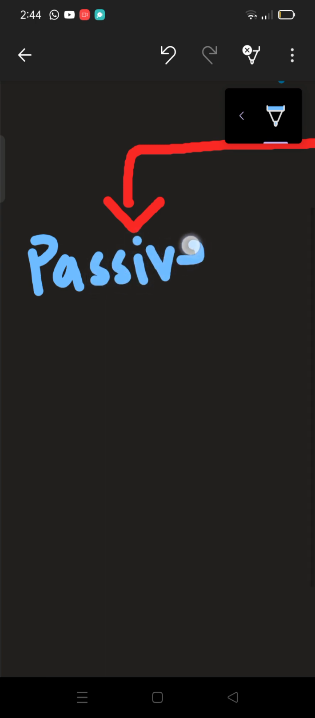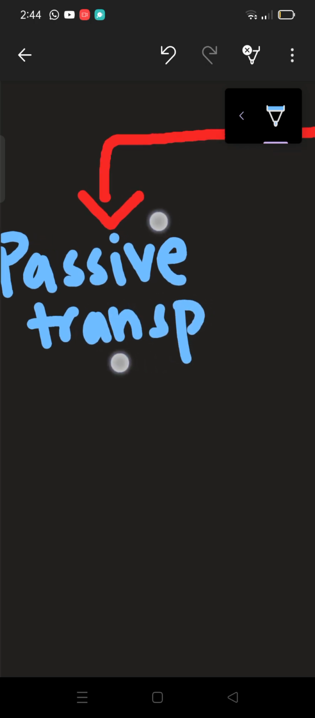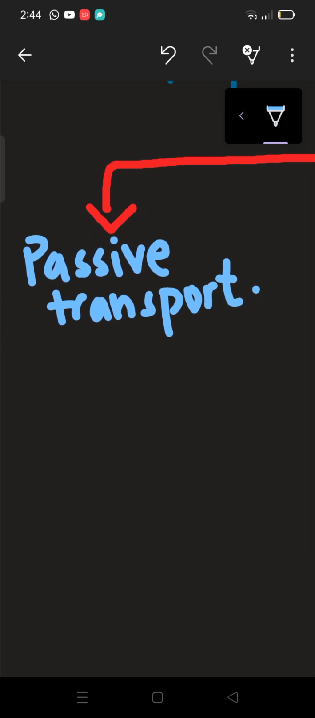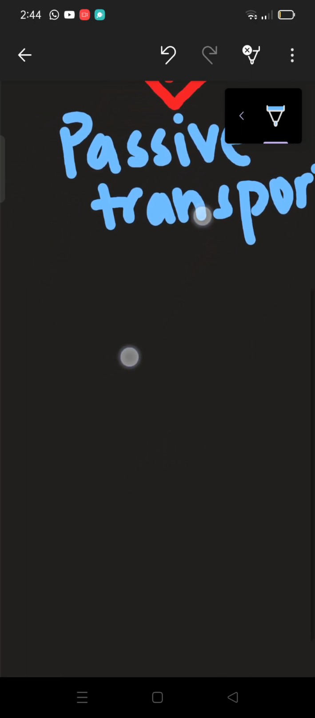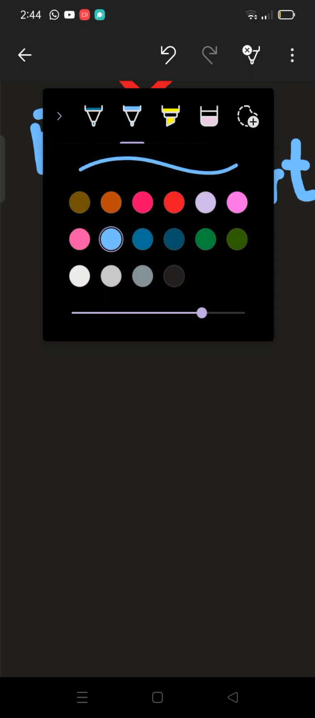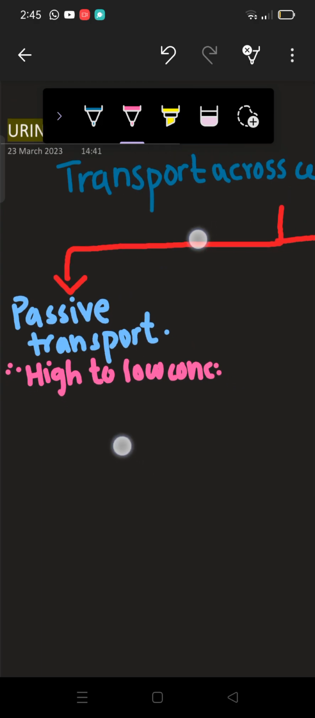Passive transport, in which no energy is used and the concentration gradient is high to low. Let me write here the concentration gradient, that is always high to low.